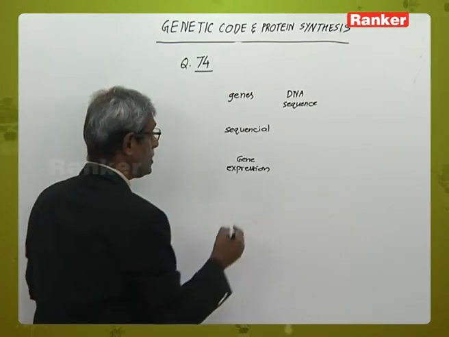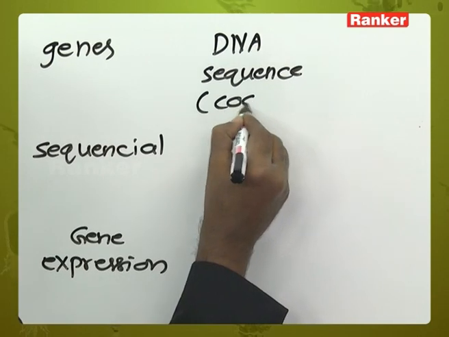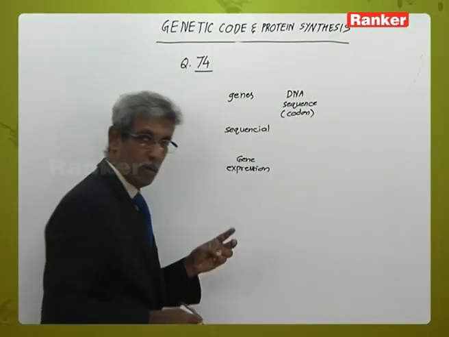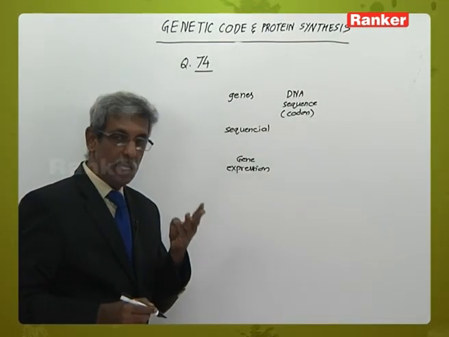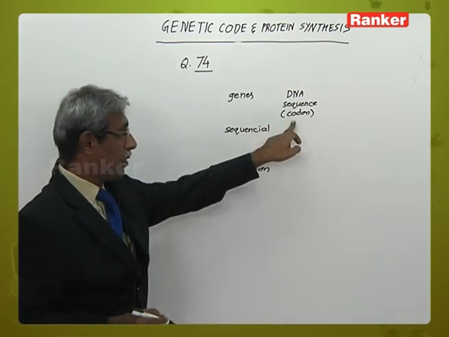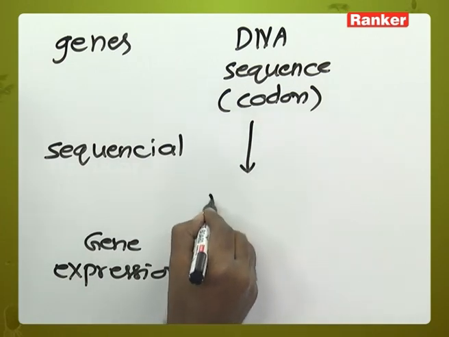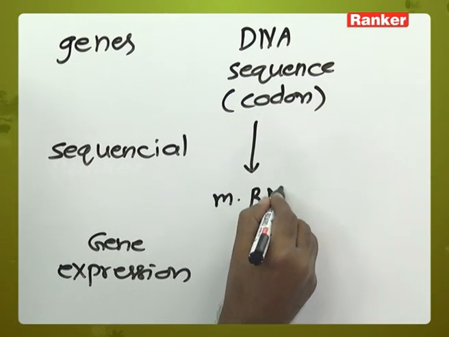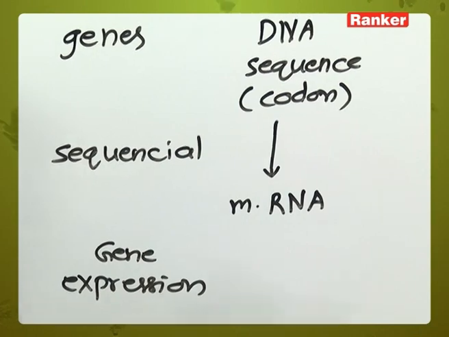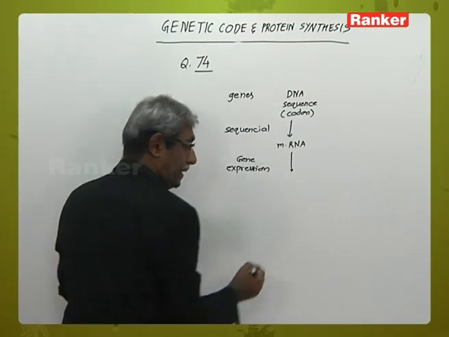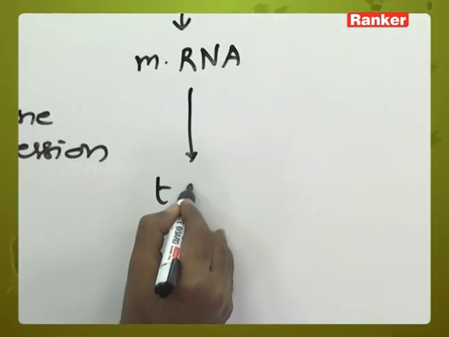A DNA sequence of codons. A codon is a set of 3 successive nucleotides. The DNA sequence dictates the sequence on the mRNA, which in turn translates into a sequence on the tRNA.